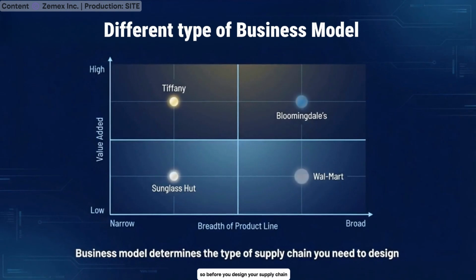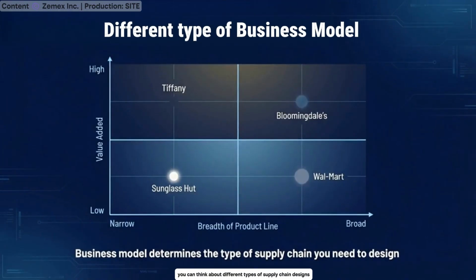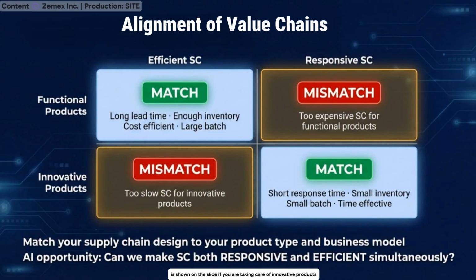So before you design your supply chain, you may want to develop a strategic plan of your business model. Depending on the type of business model that you select or develop, you can think about different types of supply chain designs. One potential framework of designing supply chains is shown on the slide. If you are taking care of innovative products, you can think about designing and developing a responsive supply chain that has shorter response time, smaller inventory with small batch, and smaller minimum order quantity. Although it might be more expensive to set up a responsive supply chain, it can be viable if your price tag for the innovative product can cover your supply chain expenses and still provide some profits.